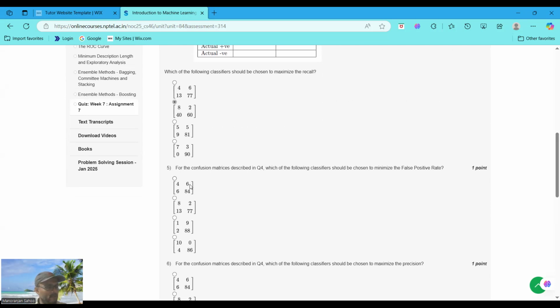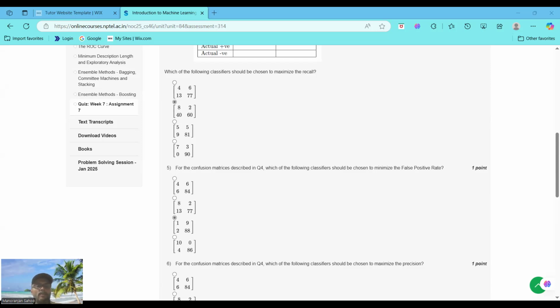Now moving to question number 5. For the confusion matrices described in question 4, which of the following classifiers should be chosen to minimize the false positive rate? To minimize the false positive rate, we can choose this matrix. Option C. We choose option C.